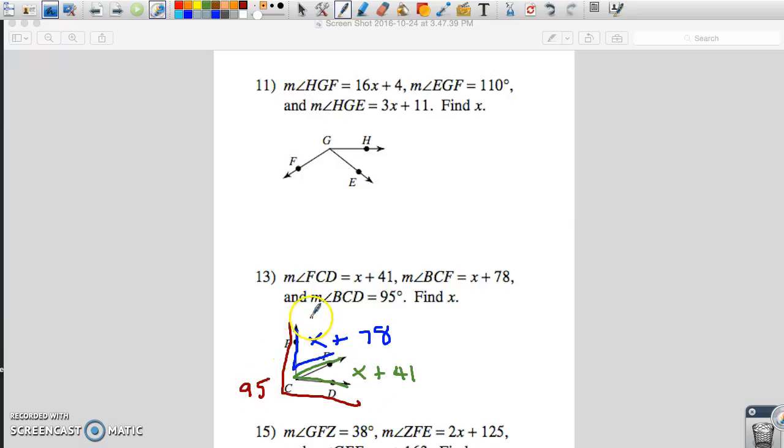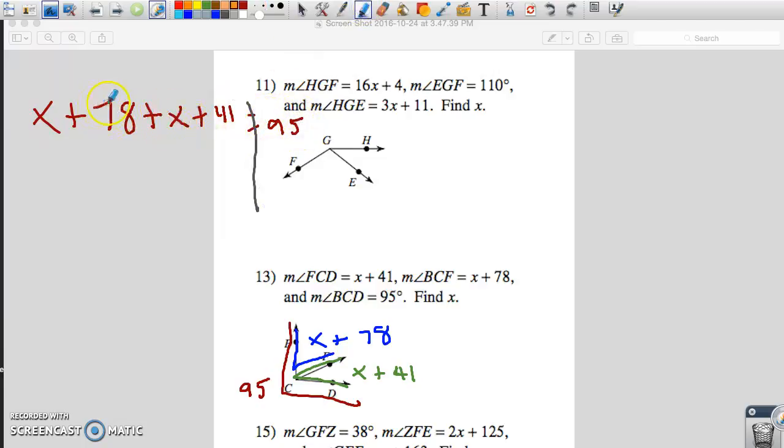All right, put your equation together. You know the two small angles will equal the large. So let's write our equation like that. The two small angles, this one to this one, so that's x plus 78 plus x plus 41 equals the large angle, in this case, 95. So all you have to do is solve the equation. All right, so I like to draw my street so I know what's on this side, on this side.